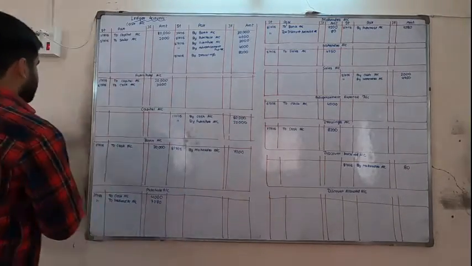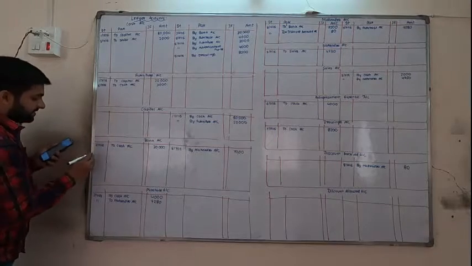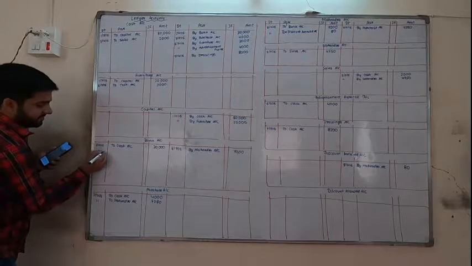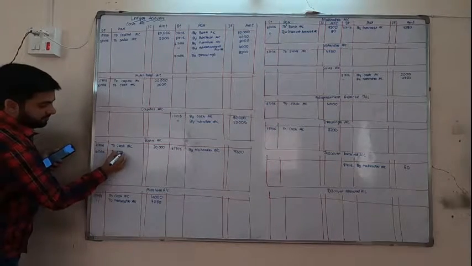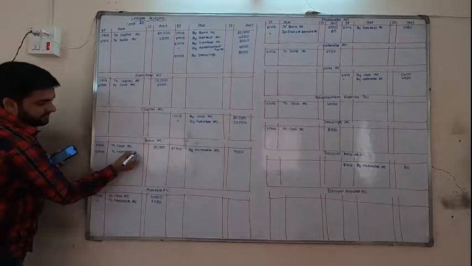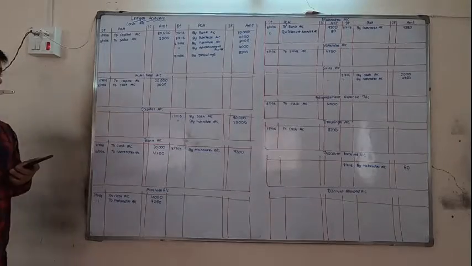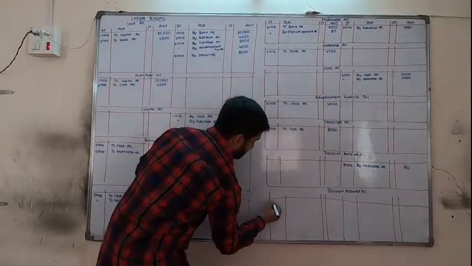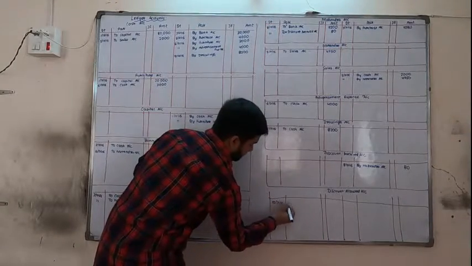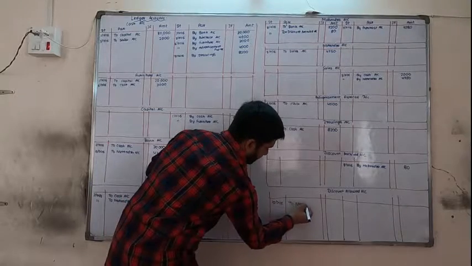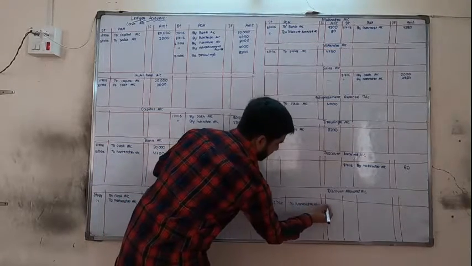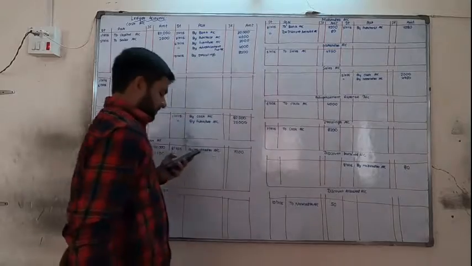Now bank account debit, discount allowed account debit to Narendra account. Now bank account is debited. So debit side of bank 10,716. What is written opposite? To Narendra account, and the amount is of 4700. Then discount allowed account is debited on 10,716. What is written opposite? To Narendra account, and the amount of discount only 50 rupees.